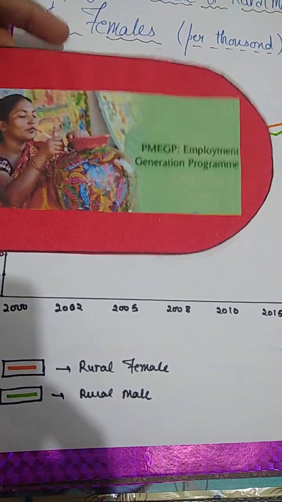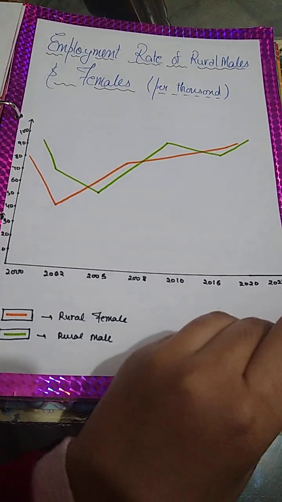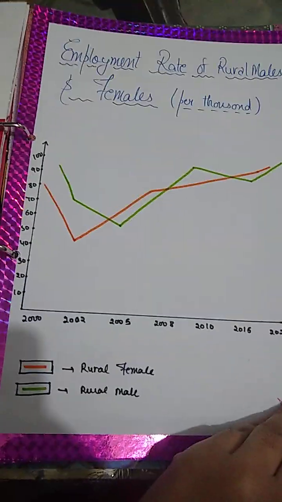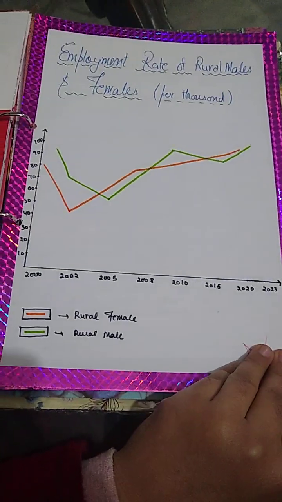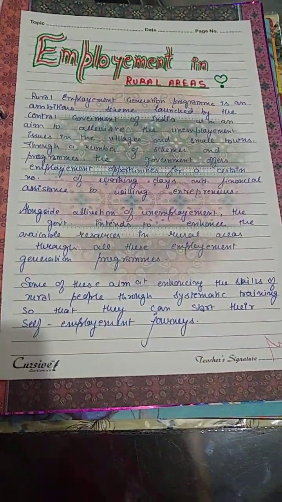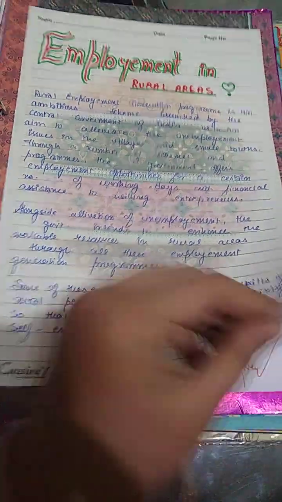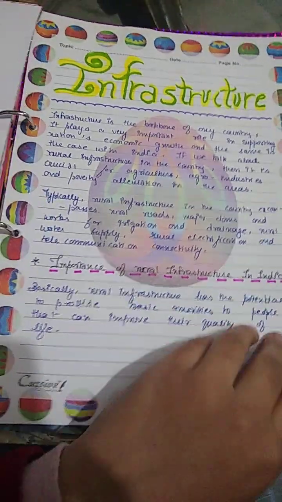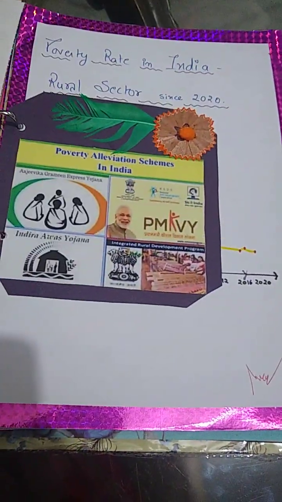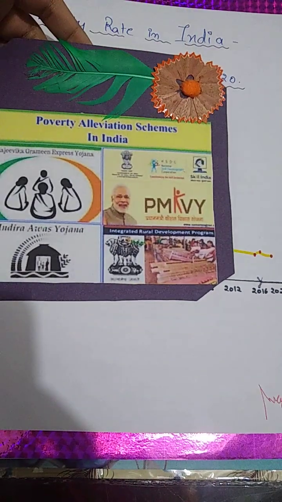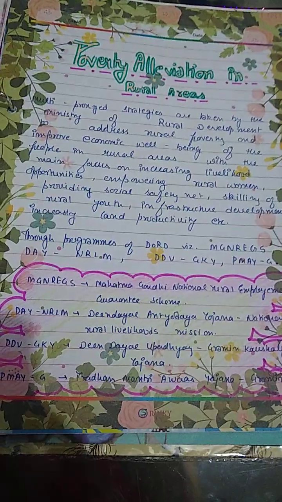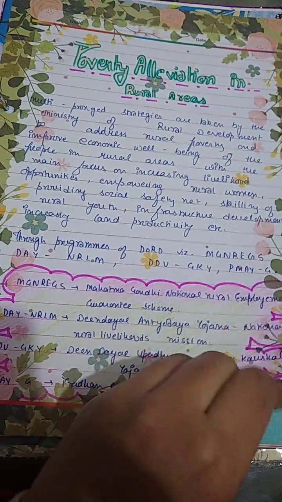This is employment generation programs, employment rate. It is basically an analysis between male and female employment opportunities. This is the graph. Then next, employment in rural areas theory. It's all about infrastructure, its graph, then its theory. It's all about poverty rate, then the poverty rate in India graph, then poverty alleviation in rural areas.